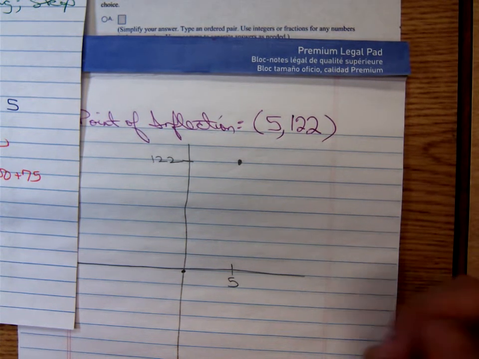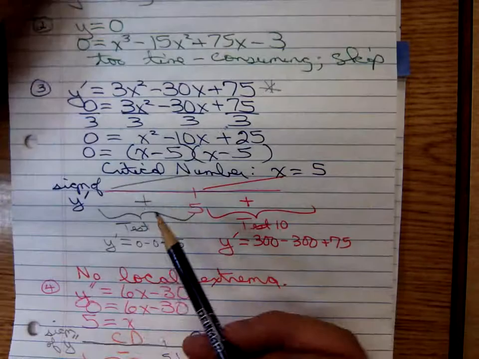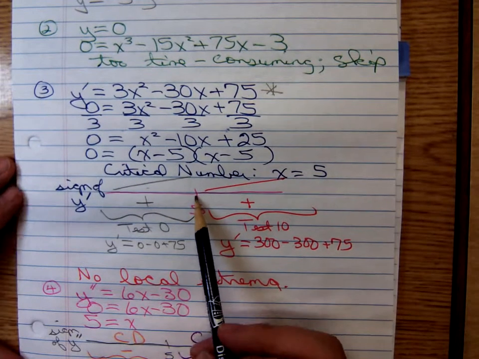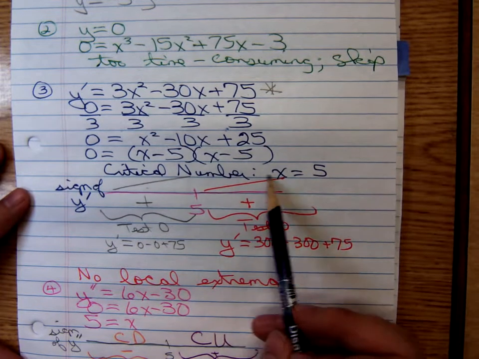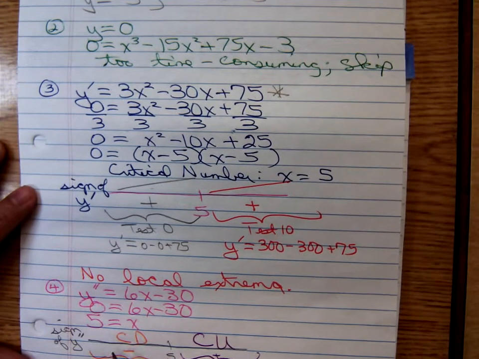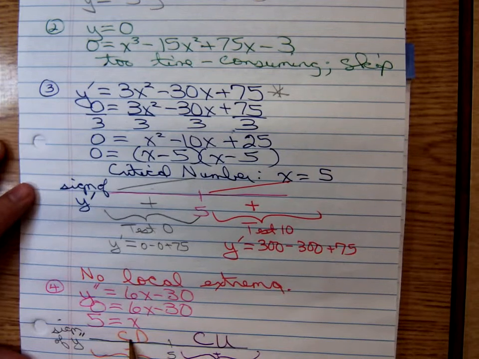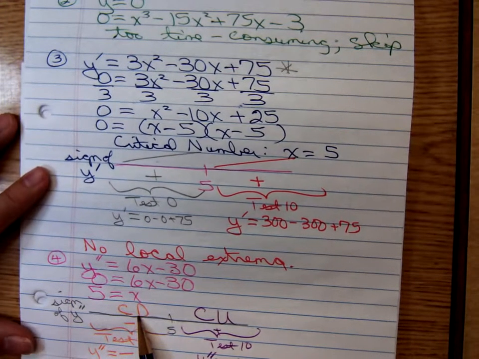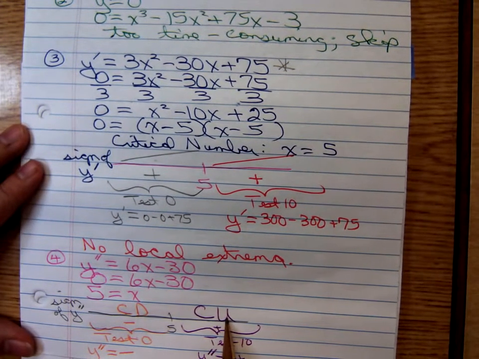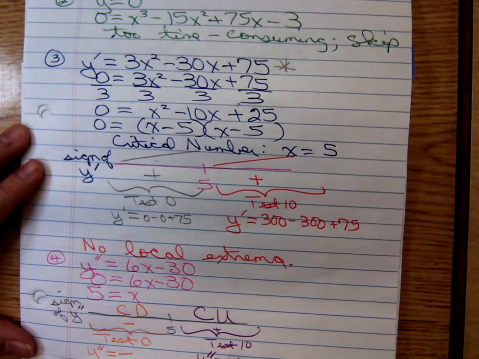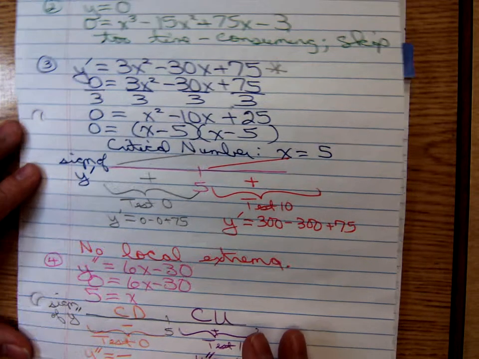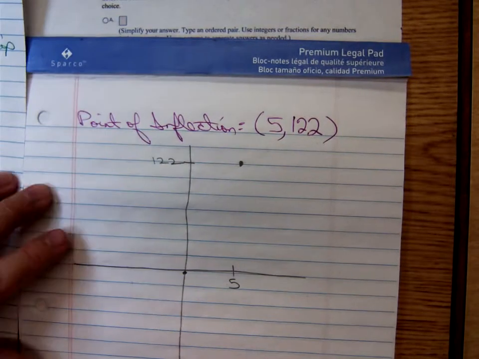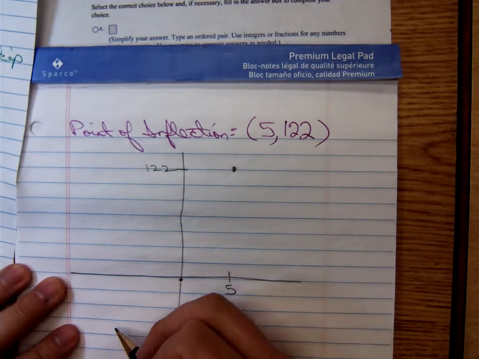We know the function is increasing, and then when it gets to (5, 122), it levels off a moment, then it starts increasing again. We know the graph is concave downward to the left. To the left of 5, it's concave downward. To the right of 5, it's concave upward. But we also know that this is a polynomial function, so that means it's a smooth flowing graph. So it's going to go, it's concave downward.